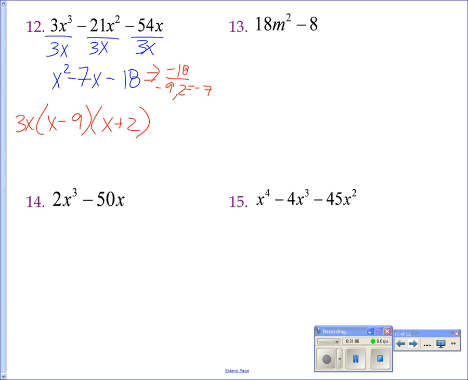Hallie, how do you write your final answer? All right, we're just going to do 13 and then we'll stop because I think y'all have the hang of it. 18m squared minus 8. Shakira, what goes into 18 and 8? Good. And there's nothing bigger, because does 4 go into 18? No. Does 8 go into 18? No. So just 2.